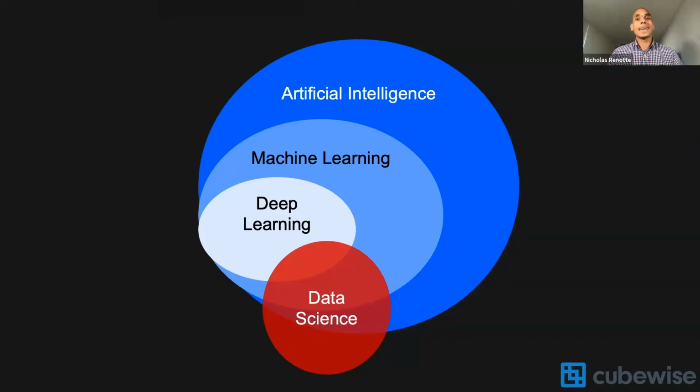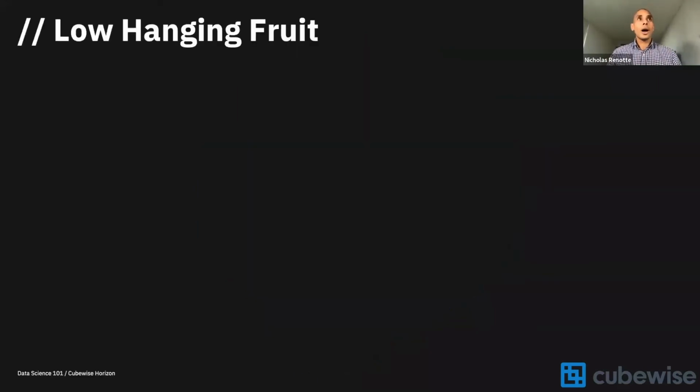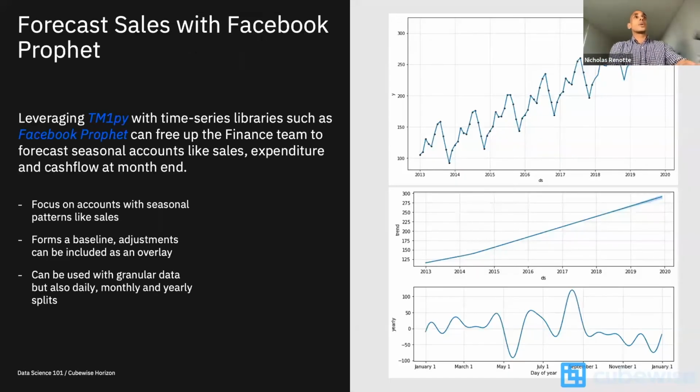Now what we're going to take a look at is our low-hanging fruit. I promised at the start that we'd take a look at some really practical use cases that you can start using with your TM1 or Planning Analytics model. The first one is forecasting sales with Facebook Prophet. I should also point out that these practical use cases, in about an hour's time, we're actually going to be demonstrating live. So at 5 o'clock, we'll actually see these live.